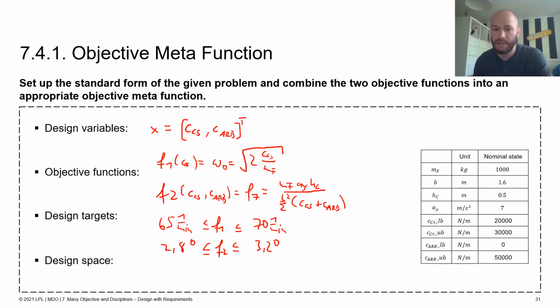And lastly, we have the design space. So these are the bounds on the design variables itself. So we have also a lower bound for the spring stiffnesses of the translational movement. And sorry, I forget the units. So this is of course stiffness, and here also. And we have also bounds on the anti-roll bar, as well a lower and an upper bound. The lower bound is just 0, and the upper bound is 50,000 Newton per meter.